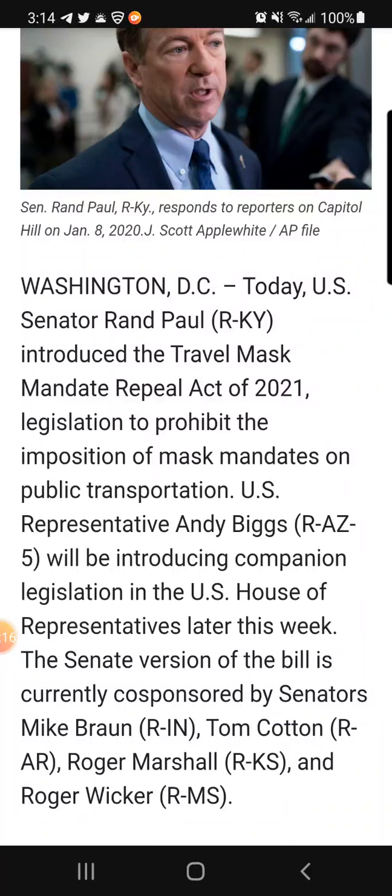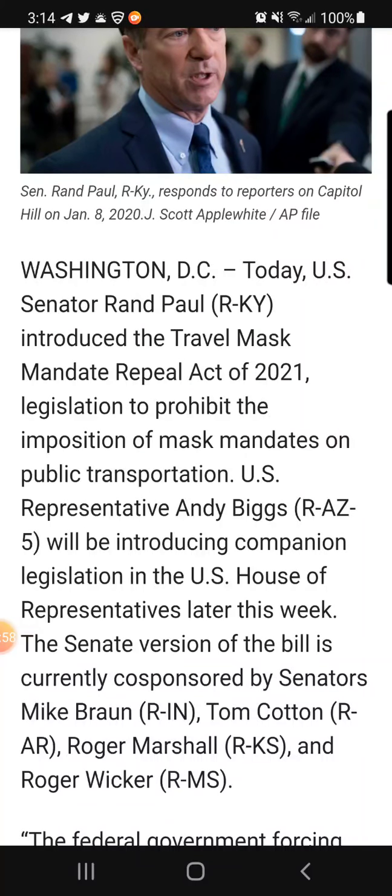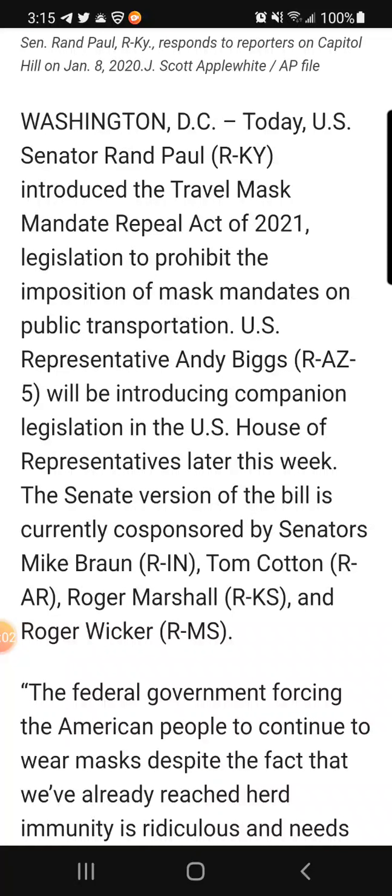So today the U.S. Senator Rand Paul did introduce the Travel Mask Mandate Repeal Act of 2021. Of course, the legislation to prohibit the imposition of mask mandates on public transportation, like the metro buses or trains or maybe the cabs or whatever. But that's what he's introducing. Representative Andy Biggs will be introducing companion legislation in the U.S. House of Representatives later this week. The Senate version of the bill is currently co-sponsored by Senators Mike Braun, Tom Cotton, Roger Marshall, and Roger Wicker. So the other senators, they will be joining in as well.